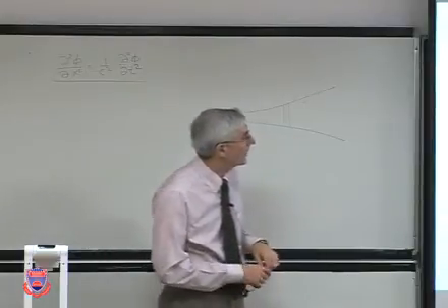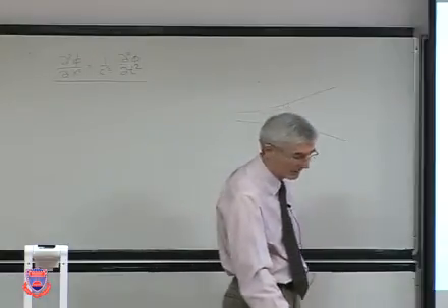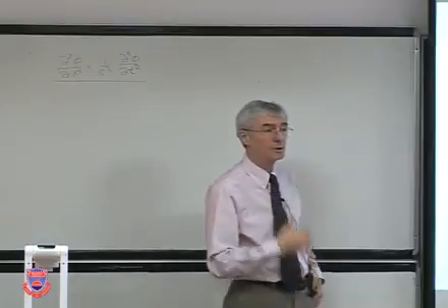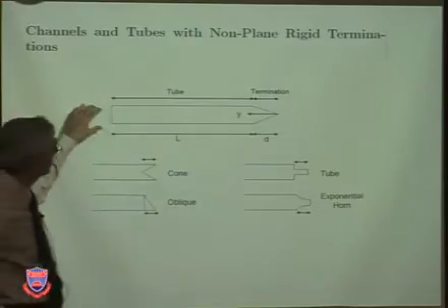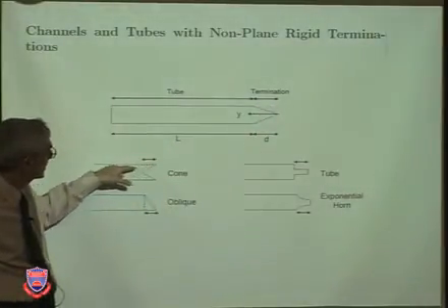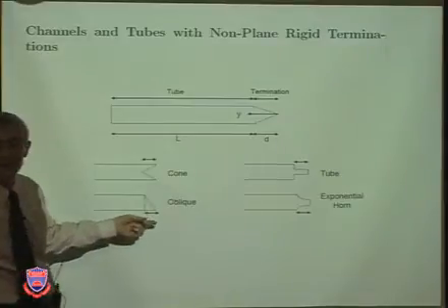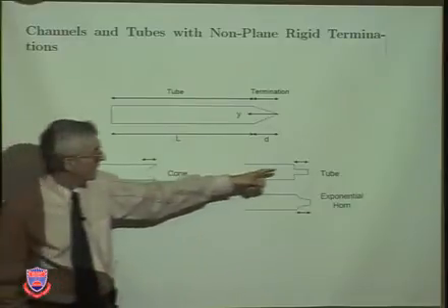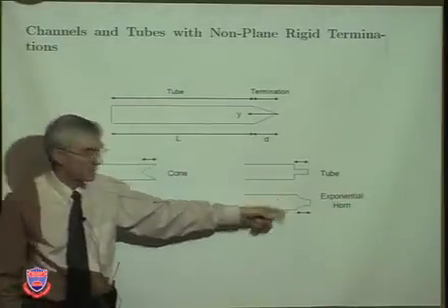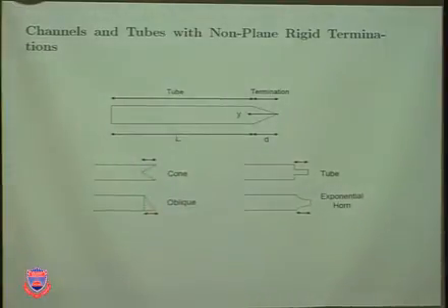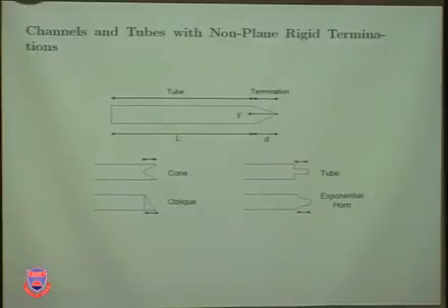Now, what we'll do now is apply that to different types of boundary conditions at the end of a tube. Okay, so we have a tube, if it terminates in a cone, a reverse cone, an oblique angle, ending at an angle, a tubular end, or an exponential horn that's shut off. Okay? So these are different types of endings, some of which we will look at.